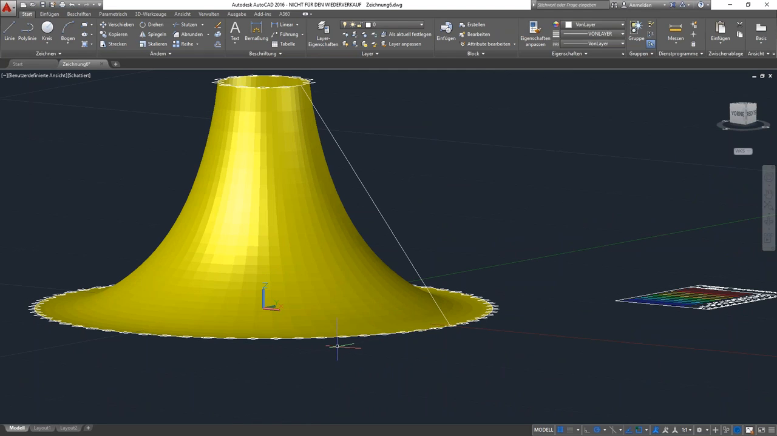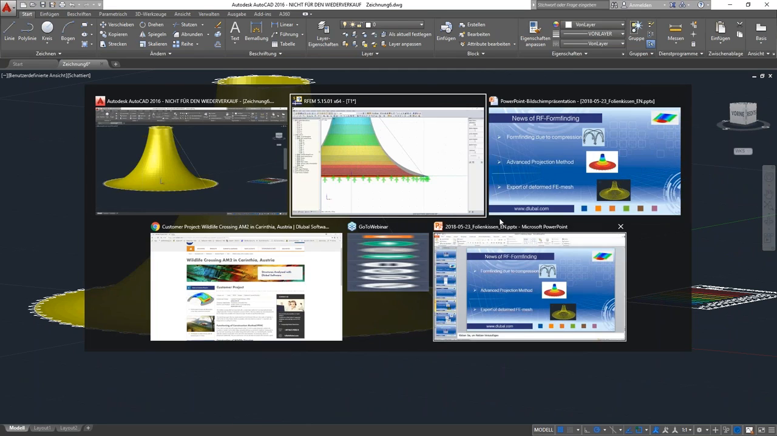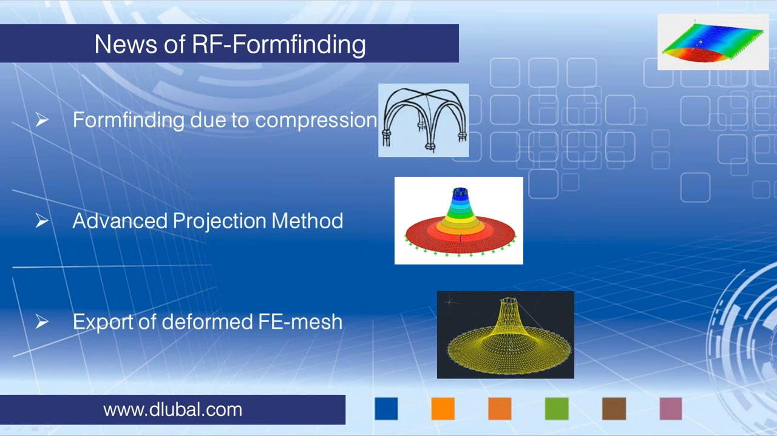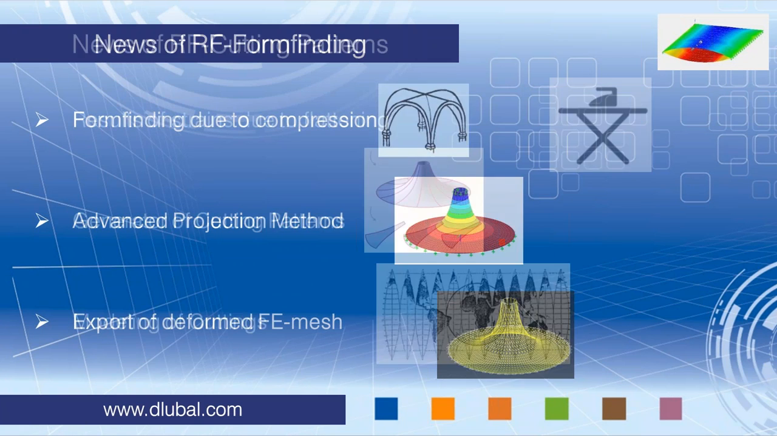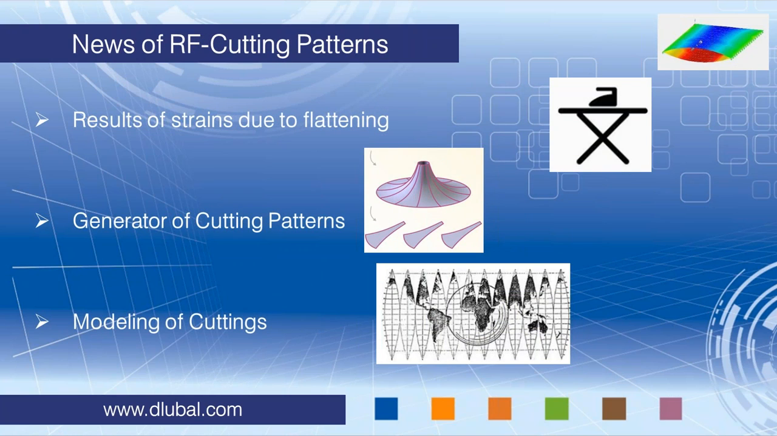And this leads me now to our next feature, which is now below Form-Finding and below the category Cutting Patterns. Here we also introduced some features in the last release, and one feature was the output of results after flattening. We think these results can help you for finding the right compensation, if you know which forces or strains a flattening process gives you in the element itself.